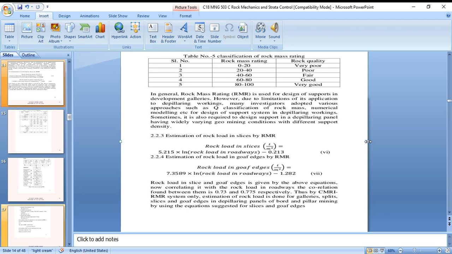Sometimes it is also required to design supports in a deep working panel having widely varying geomining conditions within the panel, with different supports. Estimation of rock load in the slices by the RMR: the rock load in a slice, in tonnes per meter square, is given by the relation with the rock load in the roadway. Estimation of rock load in the goaf edge by the RMR: the rock load in the goaf edge is different.